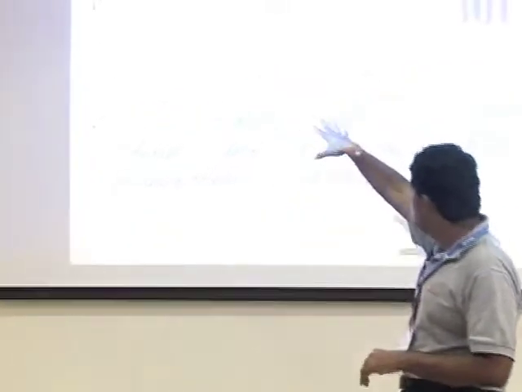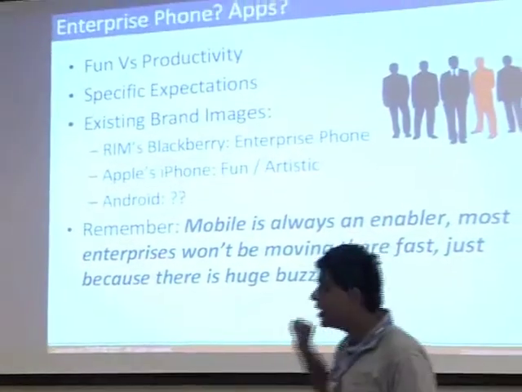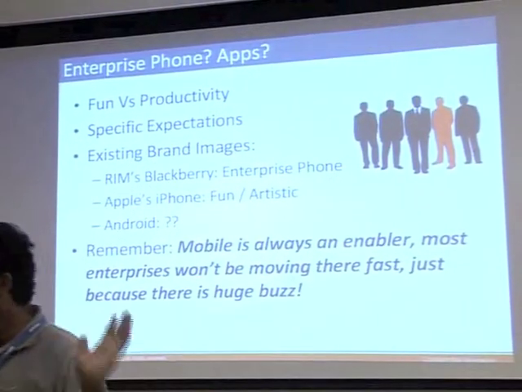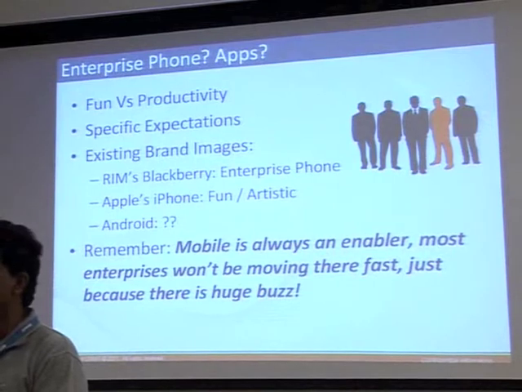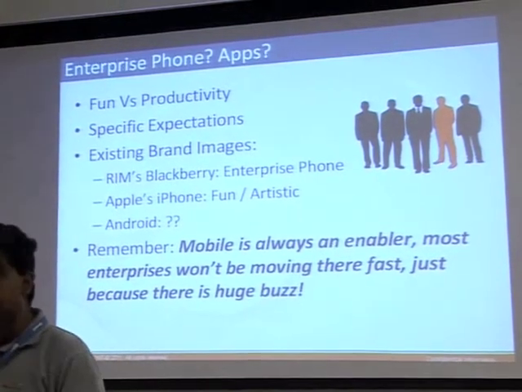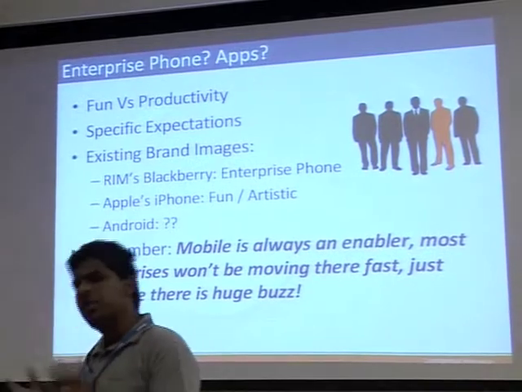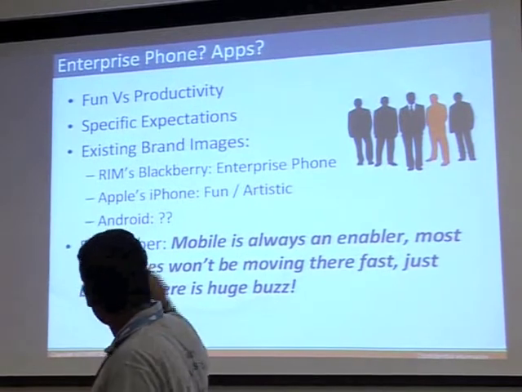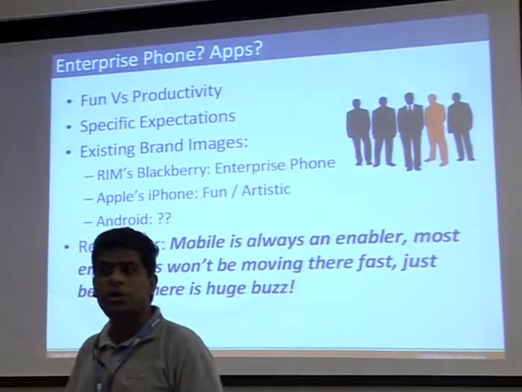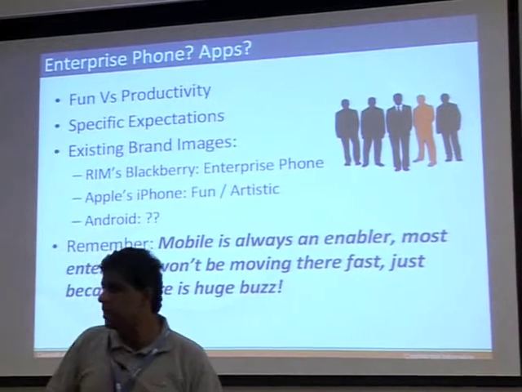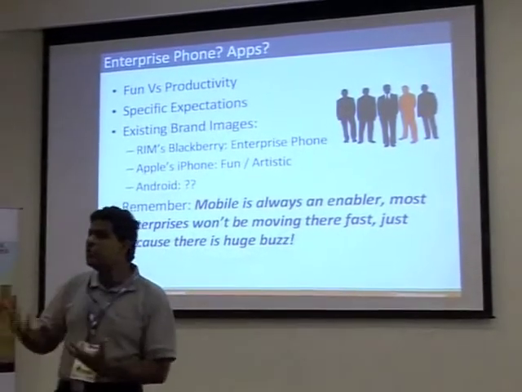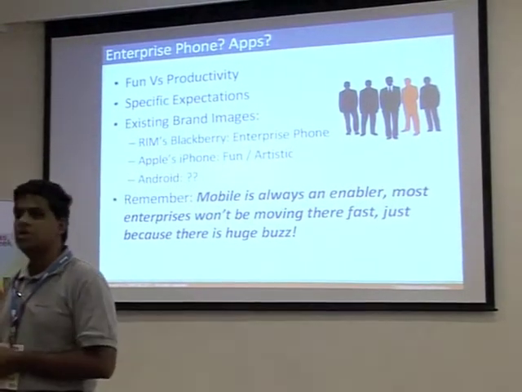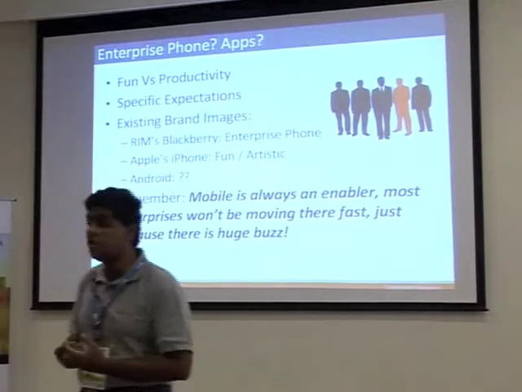For example, when you look at BlackBerry, it is seen more like an enterprise phone. So people assume BlackBerry apps can be as dull as possible. That's the typical mindset. People won't even complain, actually. You give them a really dull app, but it's okay. After all, it's a BlackBerry app, and it is supposed to look that way. Whereas on iPhone, even if you give a superb, functionally rich application, if it is not intuitive, if it is not using the iPhone image, then people start saying, hey, it's not good enough. So that's a conflict.